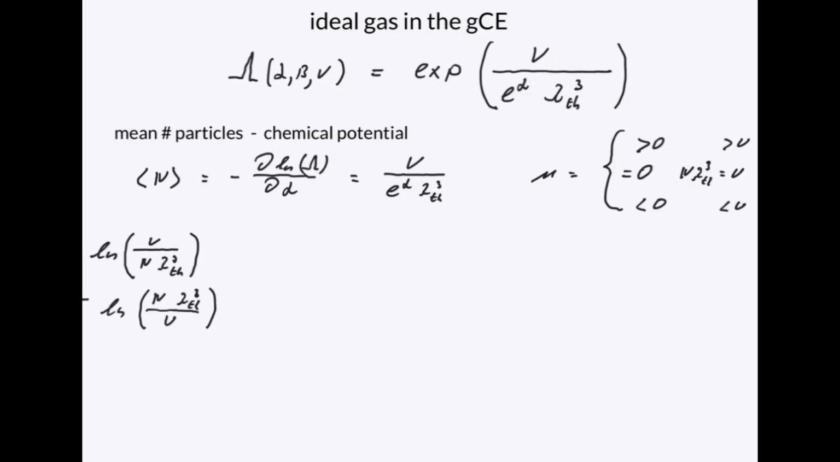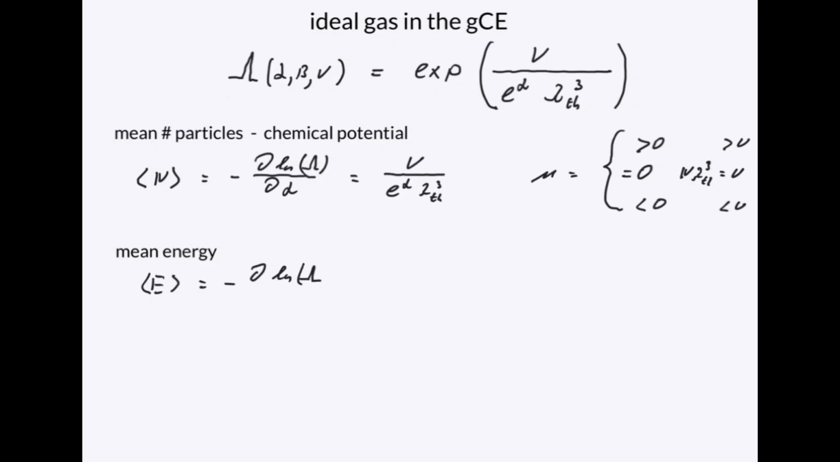The mean energy of the system is determined by taking the partial derivative of the log of the partition function with respect to β. Now we do here an intermediate step by first taking the partial derivative with respect to λ thermal and then the internal derivative of the thermal de Broglie wavelength with respect to β. Using this trick, the partial derivatives are easily solved, and what we obtain is that the mean energy of the system is equal to 3/2 times the mean number of particles times k_B T, the result that we obtained earlier.